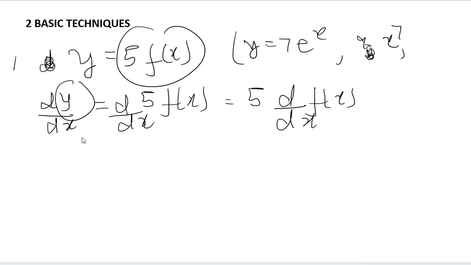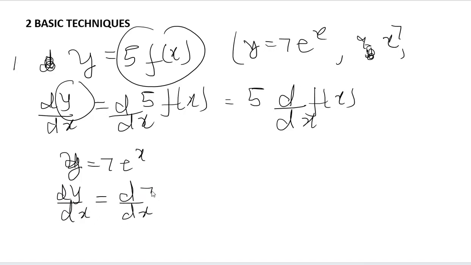So the idea is, suppose y is say 7 e raised to x, and I want to find dy by dx. Then what I do is I just take d by dx of 7 e raised to x. I remove the 7 out and I just focus on the derivative of e raised to x, and the derivative of e raised to x is e raised to x.